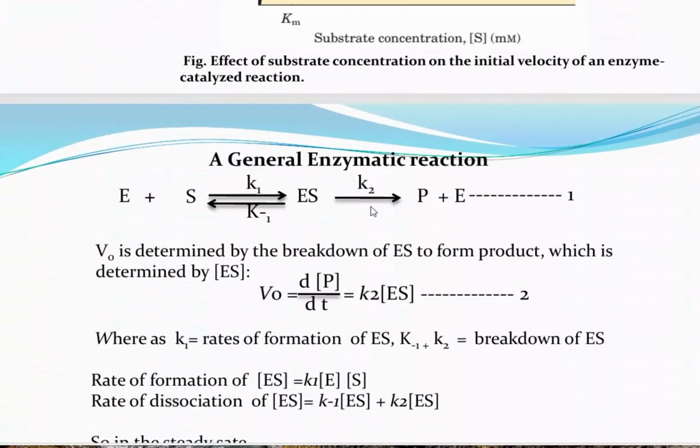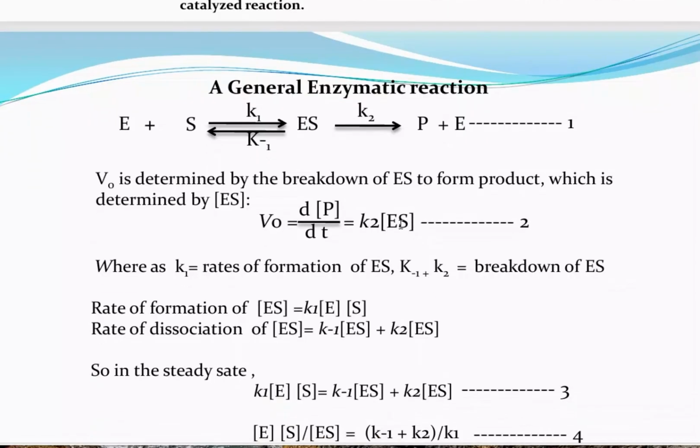So see, first of all, the enzyme binds with the substrate and forms the ES complex, then ES will dissociate to form the enzyme plus product. K1, K minus 1, K2, these are the constants. V0 is the initial velocity. V0 can be calculated by this equation: V0 is equal to d by dt of the product P, that is K2 times ES. So if we find the value of ES, then we will get the velocity of the enzyme.